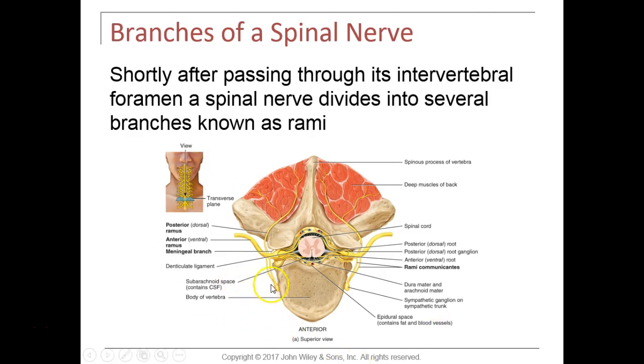We then have these special branches that come off of a spinal nerve. They will be introduced more in chapter 15. These branches are called the rami communicantes. They allow neurons associated with the autonomic nervous system to enter and then leave the sympathetic ganglion on the sympathetic trunk. Again, we're going to cover this in chapter 15 in more detail. But these are the main branches: a posterior ramus and an anterior ramus, often called the dorsal and ventral ramus.